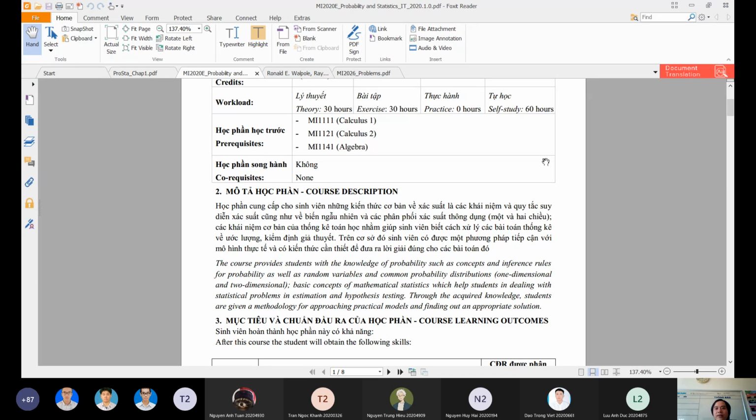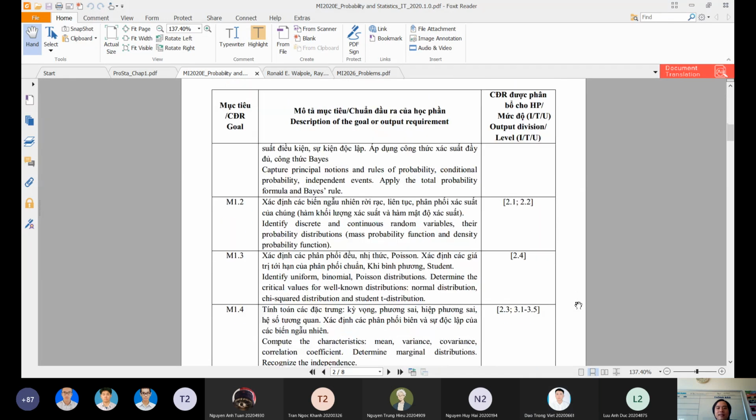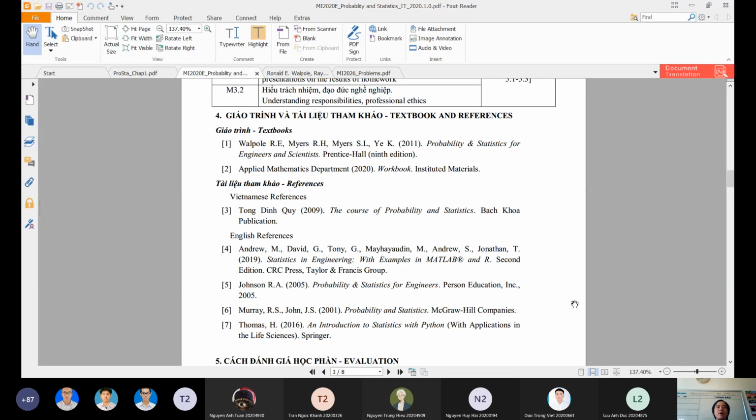Can you see my screen? Yes. Okay. About the textbook of this course, we will use this book, Probability and Statistics for Engineers and Scientists. Okay. Do you have this textbook, or I need to upload it? Anyone who has this textbook already? I think you should upload this for us. I will upload it for download. Yeah, and then you can download it after. Okay.